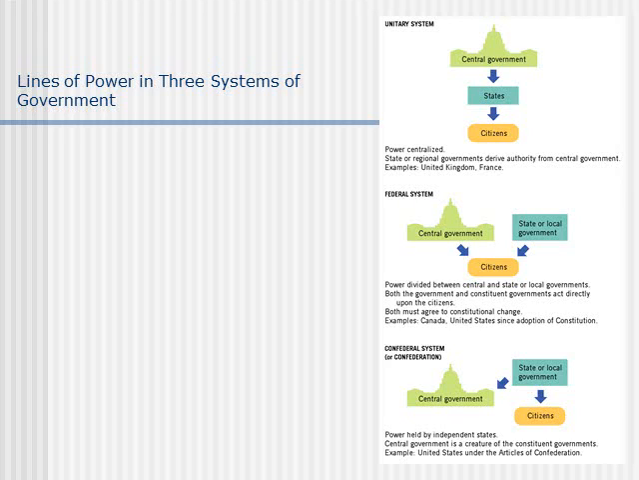A confederal system or confederation is a system in which sovereignty really lies in the state governments, and the central government is a creature of the constituent governments. In other words, it only exists because the states recognize it. So this is the system we had where ultimate sovereignty lay in the states. And the system we now have where sovereignty is shared between the central government and the state or local government.